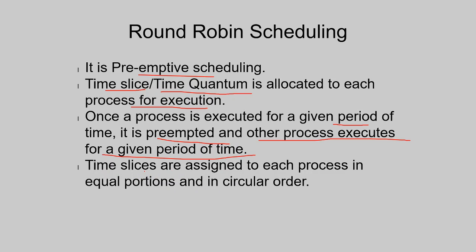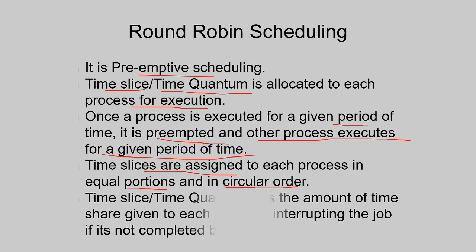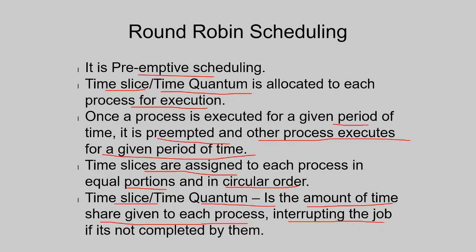Time slices are assigned to each process in equal portions and in circular order. So the definition of time slice or time quantum is the amount of time share given to each process, interrupting the job if it's not completed by them.